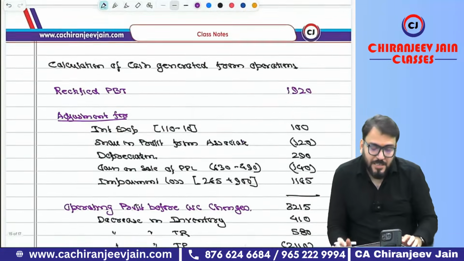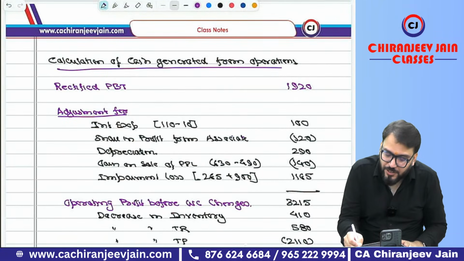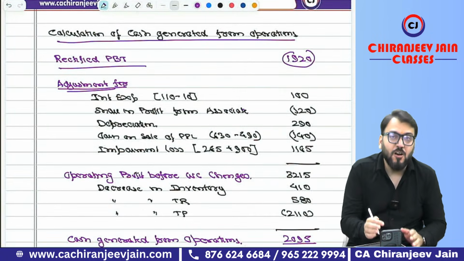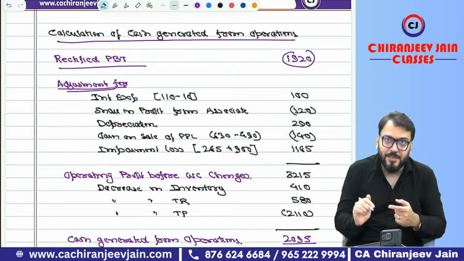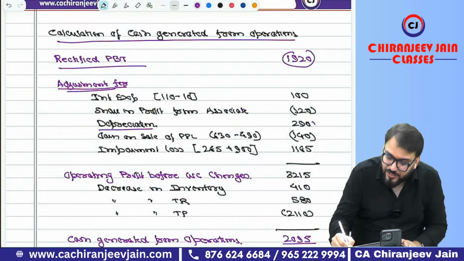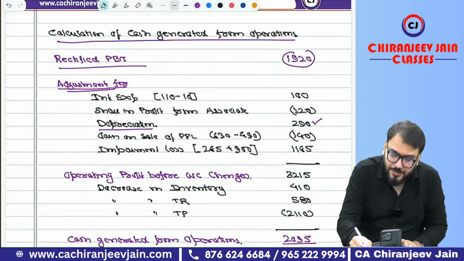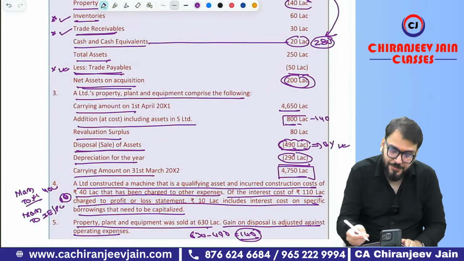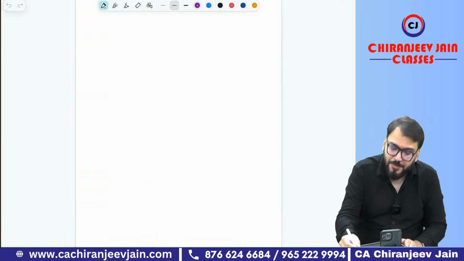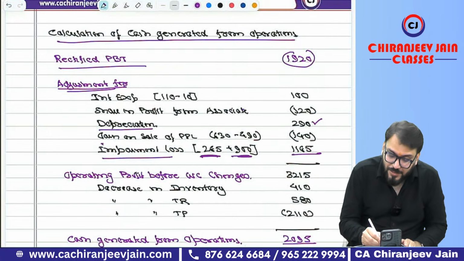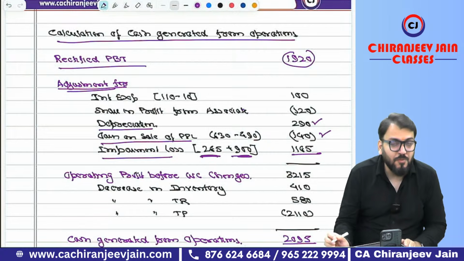Yes, sir. Then we'll calculate cash generated from operations. We'll start with rectified PBT. Now adjustment for non-cash items and non-operating items one by one. They have given depreciation, you can see depreciation was given in PPE calculation. Depreciation 290 lakh, will be added. Then there was impairment loss. Two impairment losses have been given: one goodwill, one intangible asset. Then there is a gain on sale of PPE, that is minus 140.